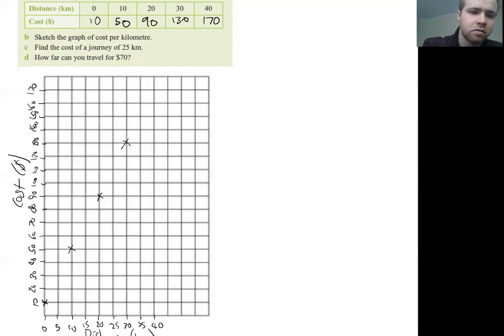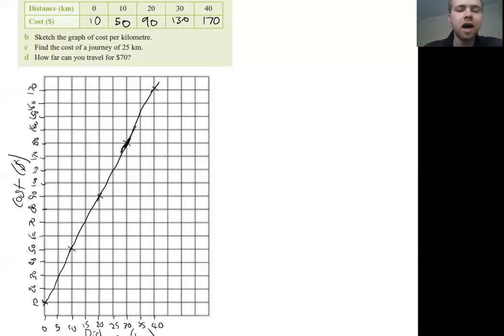So we can go right up the top as such. And then we can draw our nice straight line with our ruler through these points. Make sure it's nice and straight and goes straight through there. I could probably fix that up a bit. But if you're using a ruler, you won't go wrong there.